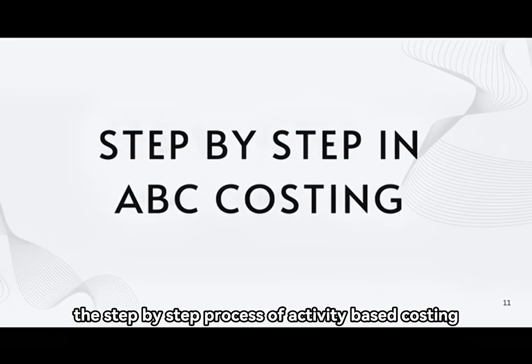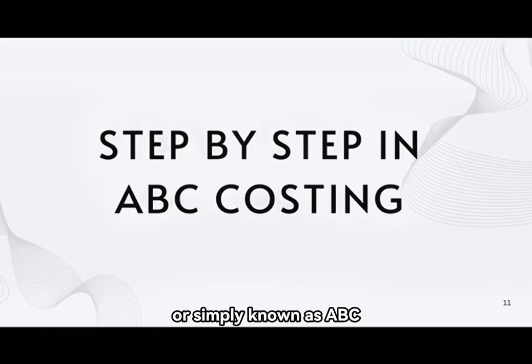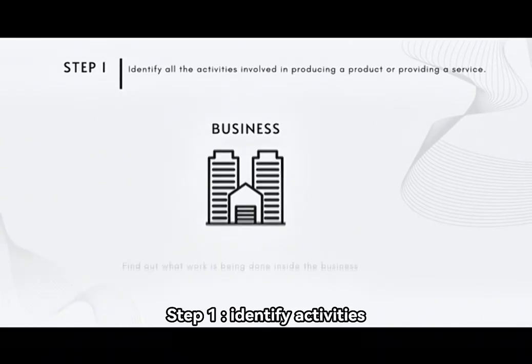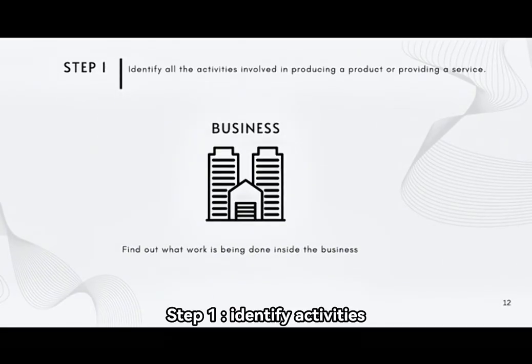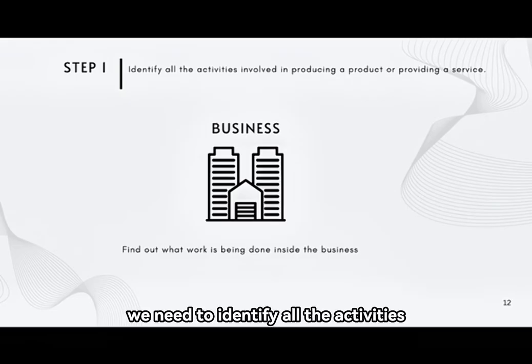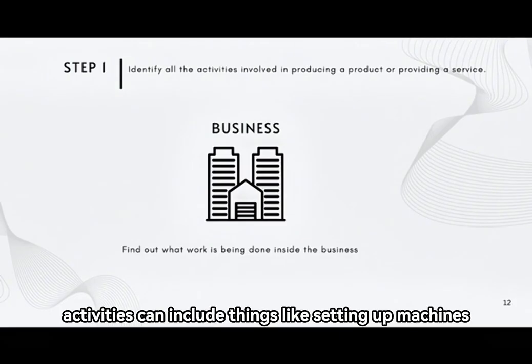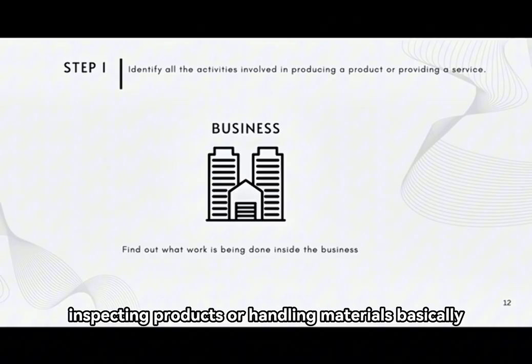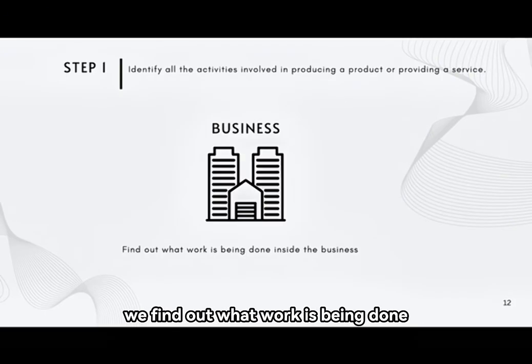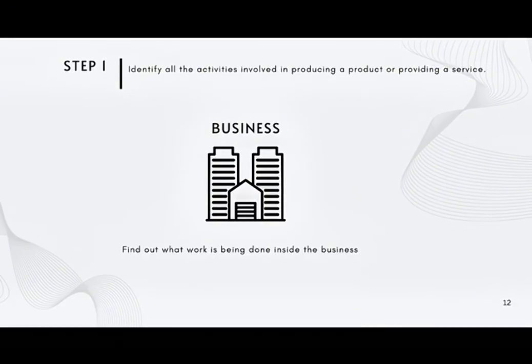Okay, now I will be explaining the step-by-step process of activity-based costing, or simply known as ABC. Step 1. Identify activities. We need to identify all the activities involved in producing a product or providing a service. Activities can include things like setting up machines, inspecting products, or handling materials. Basically, we find out what work is being done inside the business.